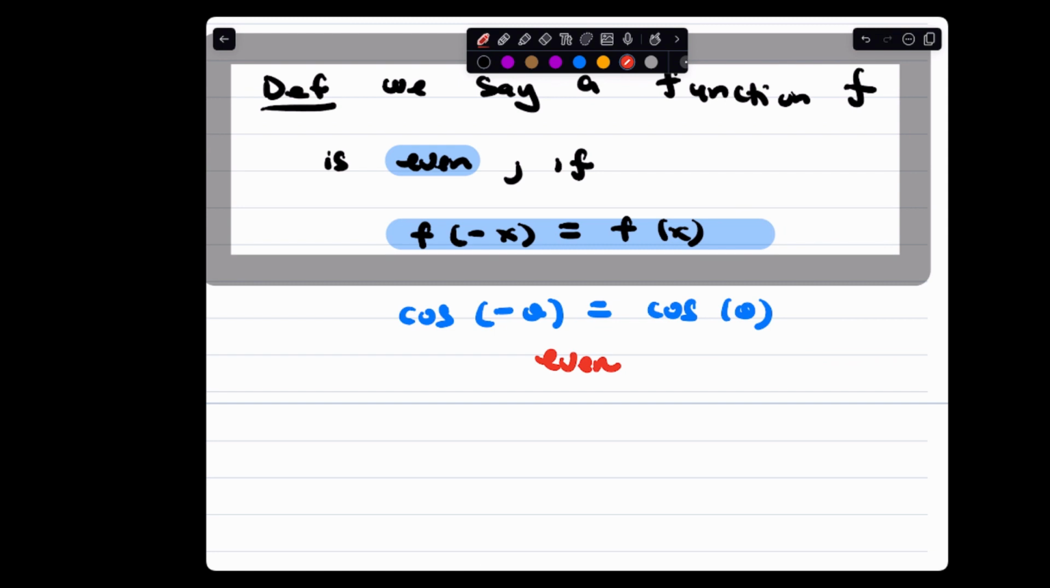So if the input is negative there, and it doesn't change your answer for the output like we're looking at, then we say the function is what? Even, and that's the example that we have. Cosine is a nice even function because that negative angle doesn't change the value of cosine. So we've been working with an even trig function.